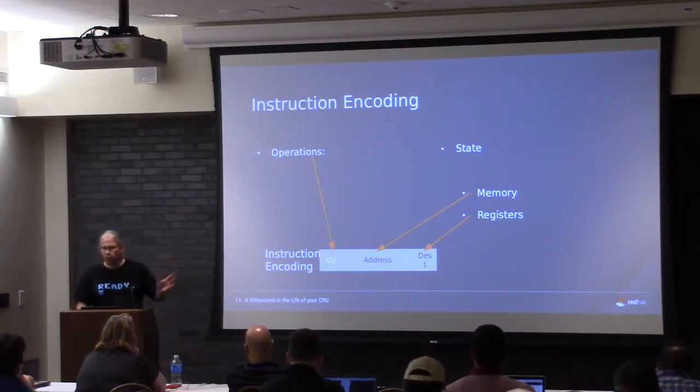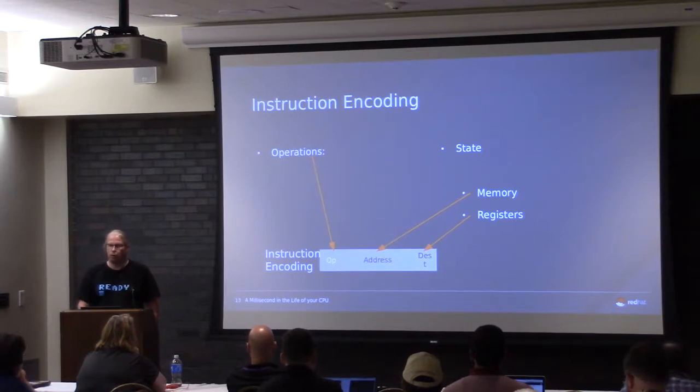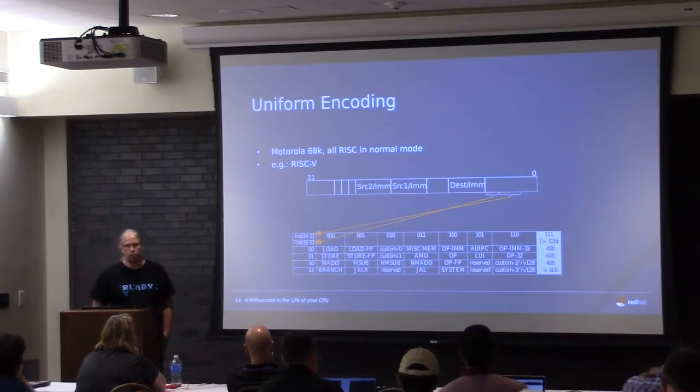How this looks in practice for different processors is actually quite different. In the so-called RISC world, reduced instruction set computers, we usually have the instructions encoded in 32-bit words. There are variants. We have compressed formats.